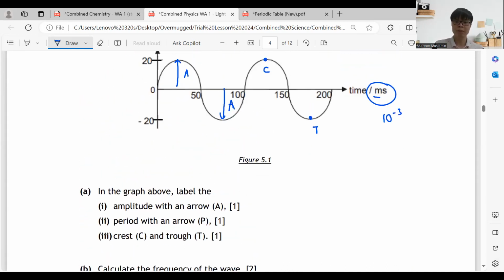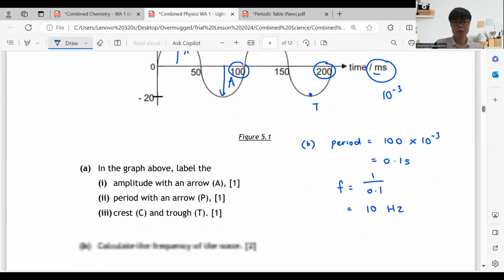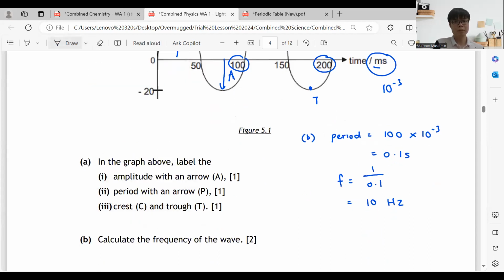Okay, I put this question here. Calculate the frequency of the wave. So your part B. Remember, this graph gives you period, not frequency. So your period is over here to here. 200 minus 100. From here to here is 100 millisecond. Milli is the prefix of 10 power minus 3. When you calculate this out, you're going to get 0.1. Then I will find our frequency, 10. If you want one step, can or not? Yes, sure, go ahead. You can just do this as well. You will get the same answer, one step.